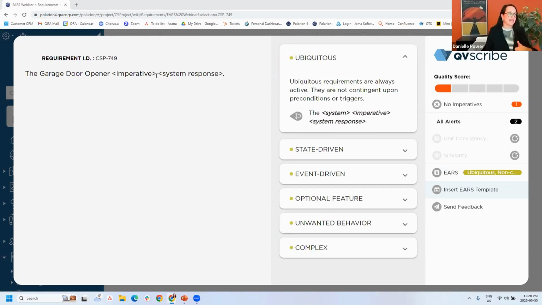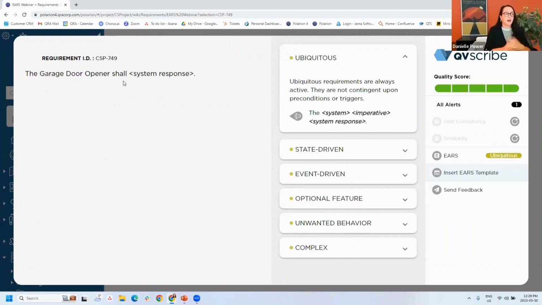That's great. So the system is the garage door opener. The imperative, we often recommend using shall. This tends to be pretty common across most industries. There are other possible imperatives that people can use like will, but shall is usually a good one to consistently use. And then lastly, what I need is to write down the system response. So this is the desired result of what the system or the subject is going to produce. So in this case, I want it to display the power status. Oh, nice caps there.